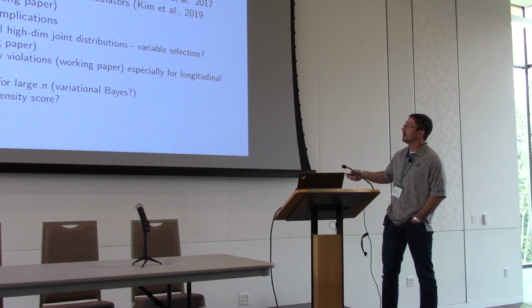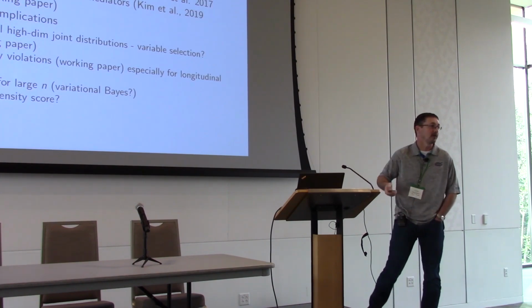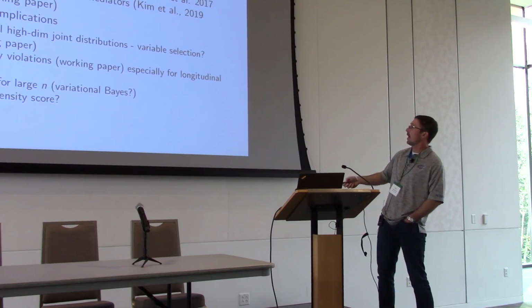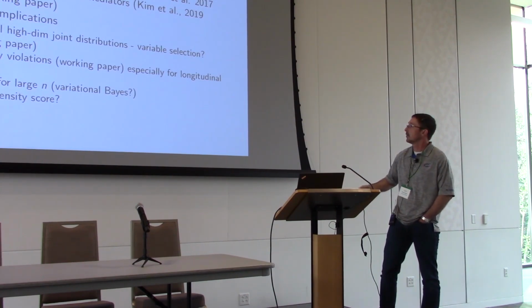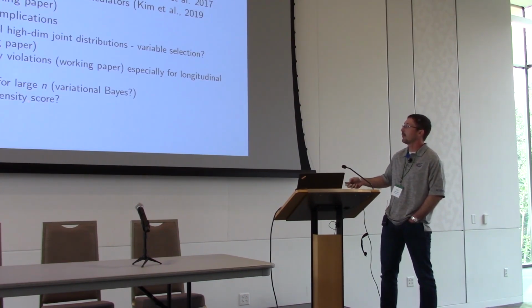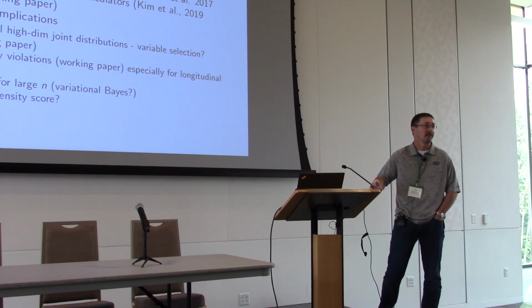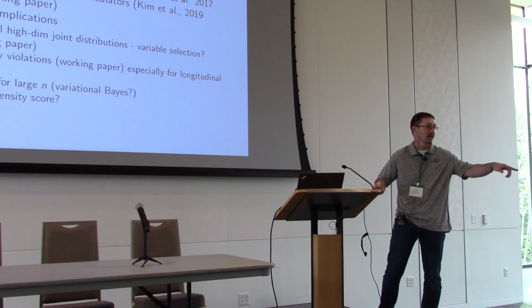There are always concerns about positivity violations, which a lot of people working with weighting try to get at. We're working on some of that, and it gets worse with longitudinal data. MCMC for large N, maybe variational Bayes might be the best approach for that. And how to use the propensity score on these things is a bit of an open issue as well. So I'll stop there because that was my buzzer.